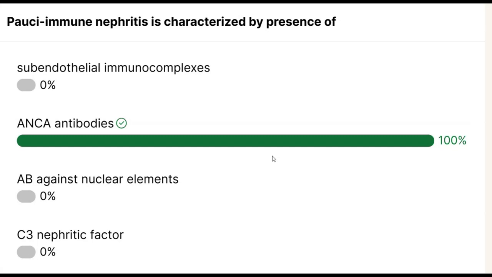And it's related to some small vessel vasculitis, and it can also be part of granulomatosis with polyangiitis, these small vessel vasculitides. So we can move on.